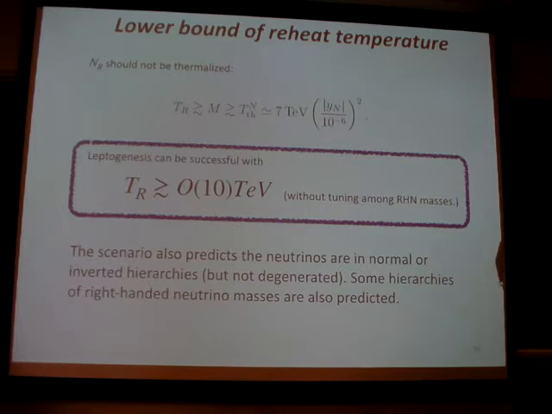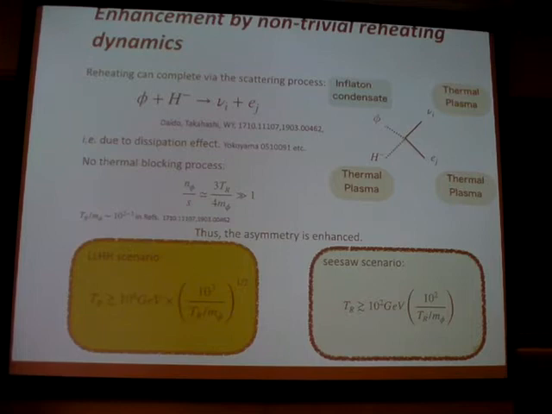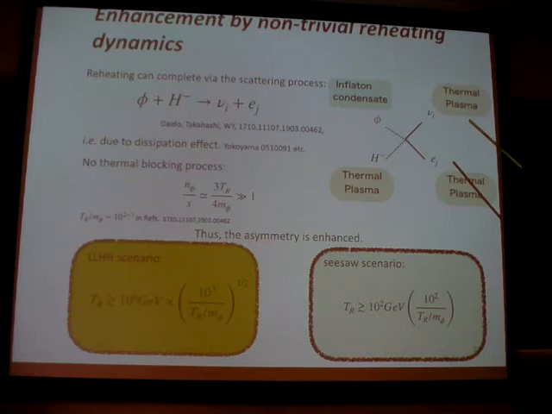Lastly, I mentioned we can also enhance the lepton asymmetry by assuming some non-trivial reheating dynamics. So far we have assumed that the inflaton decay reheats the universe, but there is also the possibility that reheating completes through scattering. This is called the dissipation effect. In this case, there is no thermal blocking effect for the inflaton decay, so the reheating can be very significant. In particular, the produced lepton asymmetry can be much larger than in the previous case.